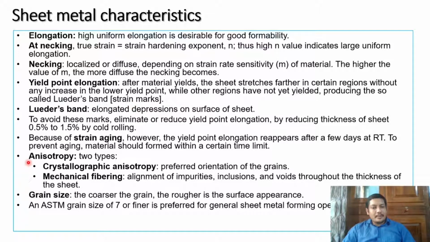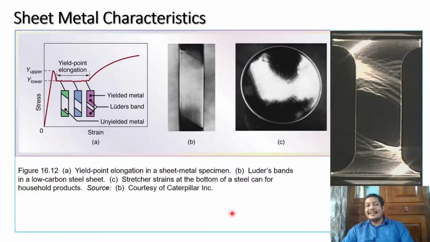Next is anisotropy. We have discussed it. One is called crystallographic anisotropy, the preferred orientation of the grains. Next is mechanical fibering, the alignment of impurities, inclusions and voids throughout the thickness of the sheet. Grain size also we have discussed. The coarser the grain, the rougher is the surface appearance. As per ASTM, a grain size of 7 or finer is preferred for general sheet metal forming operations. We will see some of these things in the next slide.